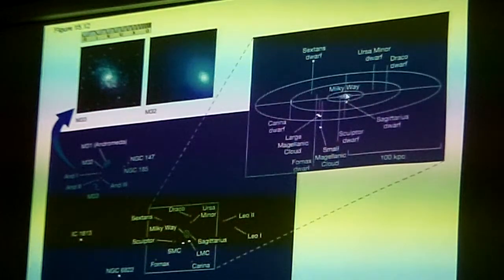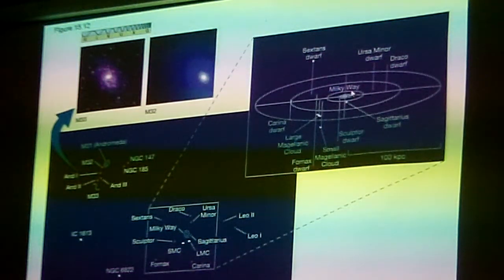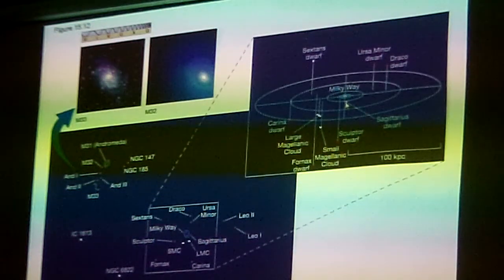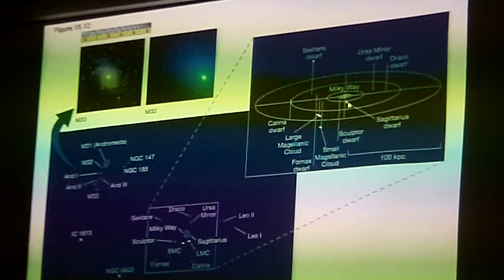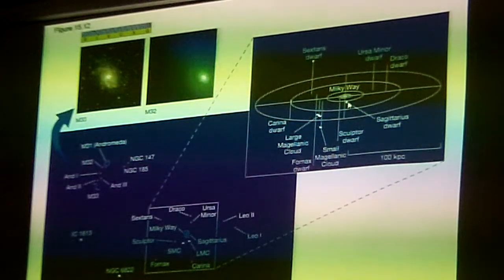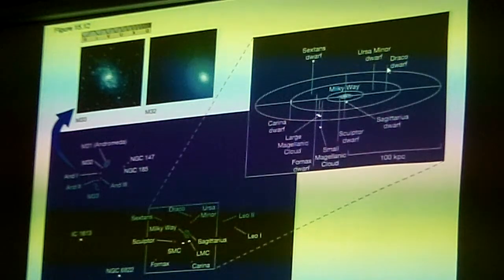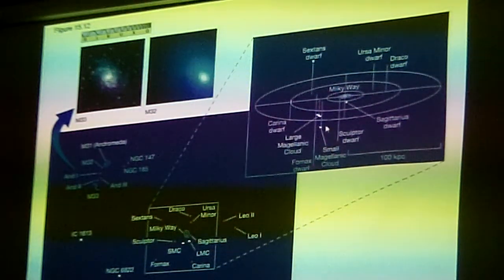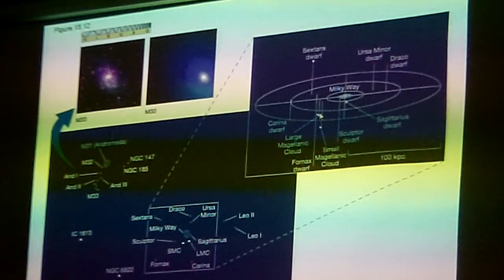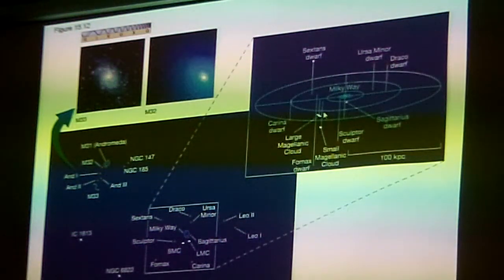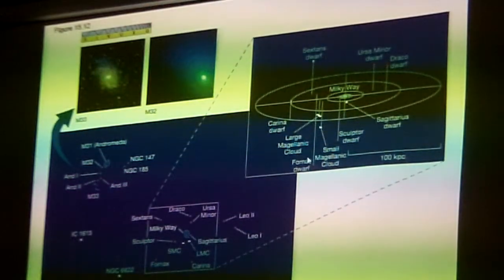Here's the Milky Way in the middle, and we're a pretty big spiral galaxy. Yay, us. And there's Sagittarius Dwarf, the nearest galaxy to us. It's hard to see because it lies right on the same plane of the Milky Way. Ursa Minor Dwarf, Draco Dwarf, Sculptor Dwarf. There's the small and large Magellanic Clouds that I discussed. They're going around the Milky Way too. Sextans Dwarf, Carina Dwarf, Fornax Dwarf.